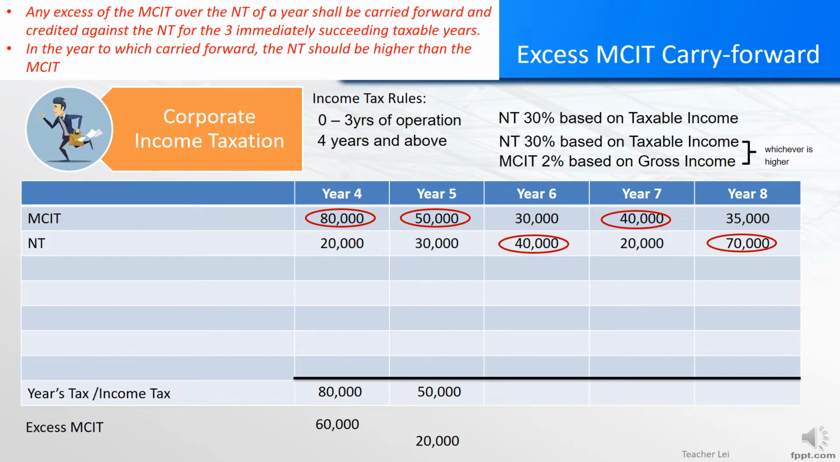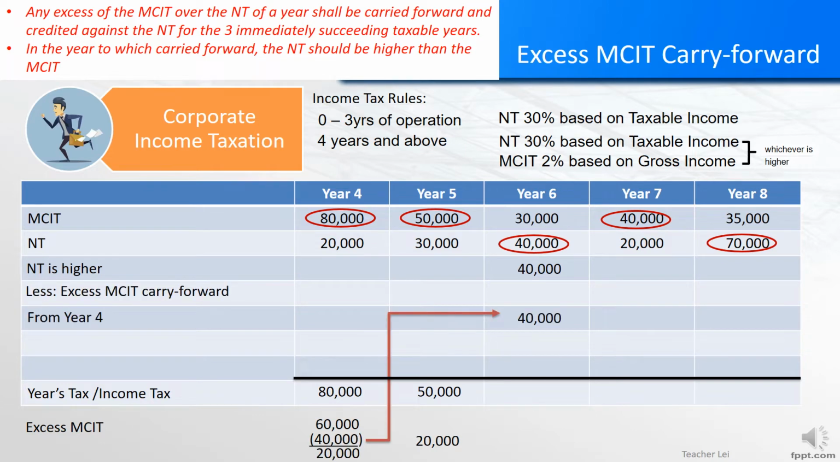In the year to which carried forward, the normal tax should be higher than the minimum corporate income tax of the year. In year 6, normal tax of 40,000 is higher than the minimum corporate income tax of 30,000. Since normal tax is 40,000 and the excess MCIT in year 4 is 60,000, we can credit 40,000 of it and deduct it in year 6.